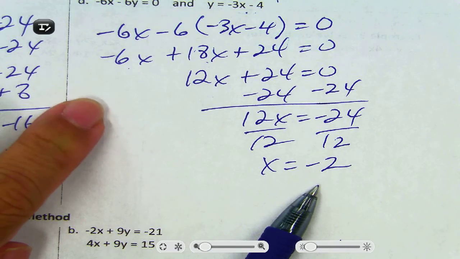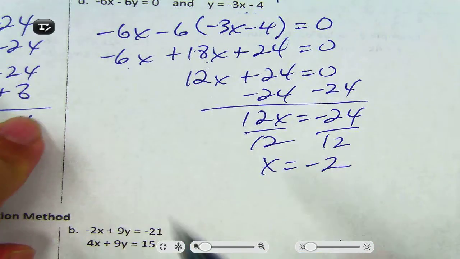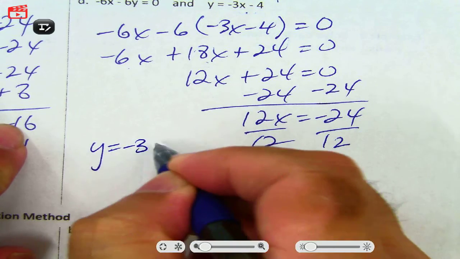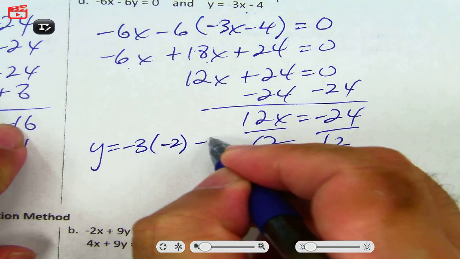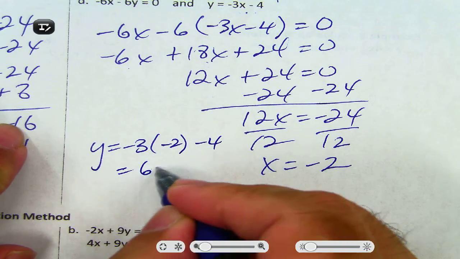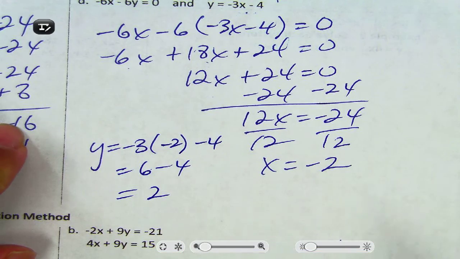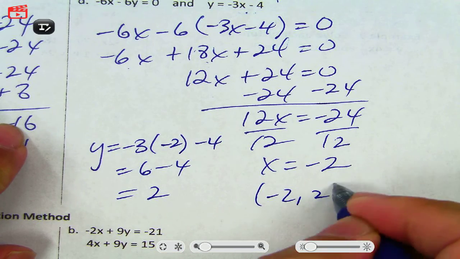Alright, so I'll plug in negative 2 into the y equals equation. So it's y equals negative 3 times negative 2 minus 4. So that's 6 minus 4, which is 2. So the ordered pair, negative 2, 2 is the answer.